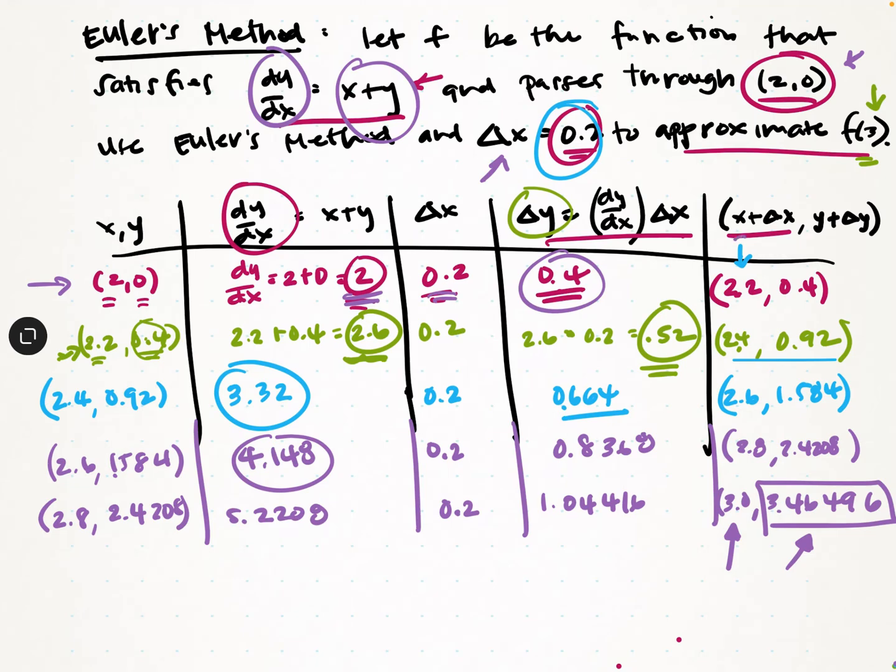And then the last step here in the last column is we're going to be doing x plus delta x. So the x column should be constantly changing by the same amount. And then we're going to do our y plus delta y, which we just found in the column to the left. And then we're going to take our point here and bring it back to the left side and repeat our process all the way until we reach our 3, because it's asking us to find the f of 3.